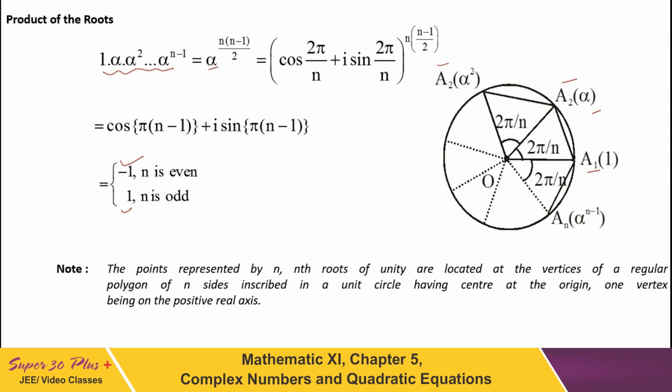Students, one important note is here. The points represented by nth roots of unity are located at the vertices of a regular polygon of n sides inscribed in a unit circle having center at the origin, one vertex being on the positive real axis, and this vertex is 1, because one root is always real.